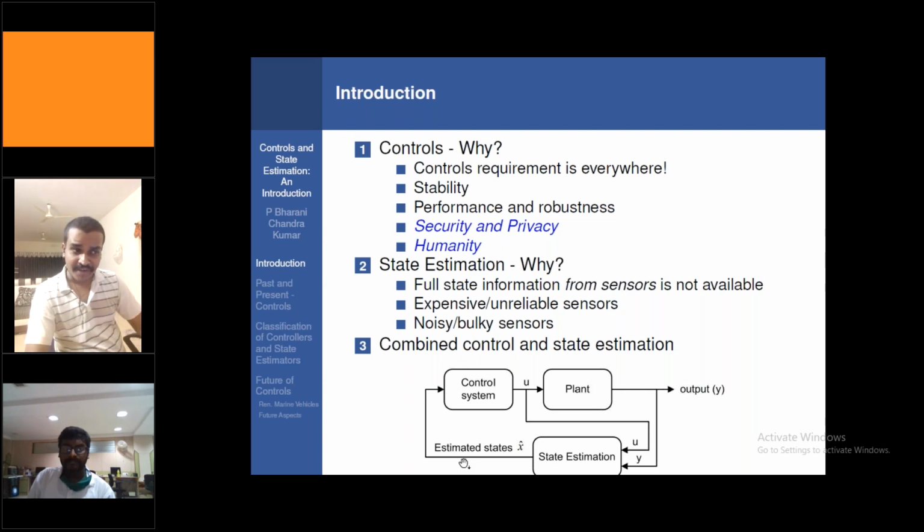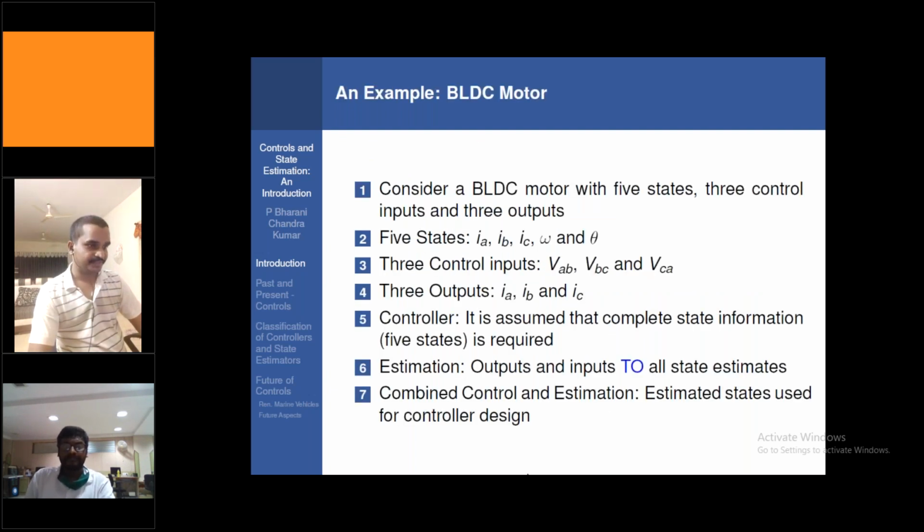So now what is the advantage here? I have saved the cost required for 2 sensors. I have saved the total weight, because 2 sensors are not weightless. So the weight of the 2 sensors can be reduced from the total weight of your closed loop system. A noisy and bulky sensor, if the sensors are very noisy, that also can be eliminated because you have eliminated the requirement of 2 complete sensors. So that is the purpose of the state estimation.